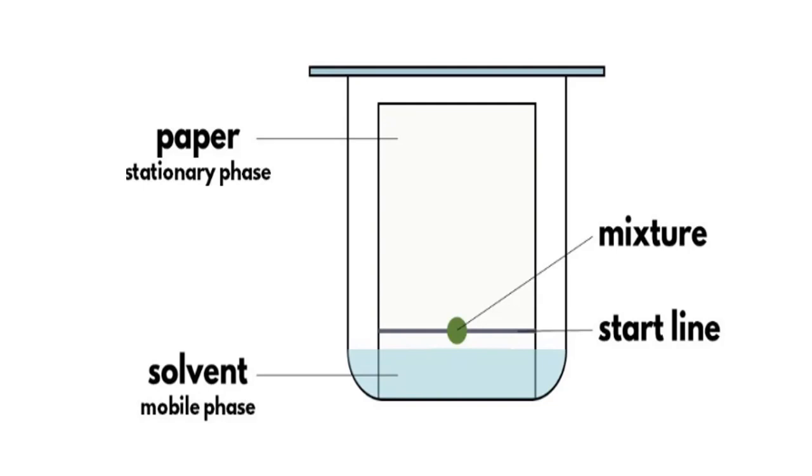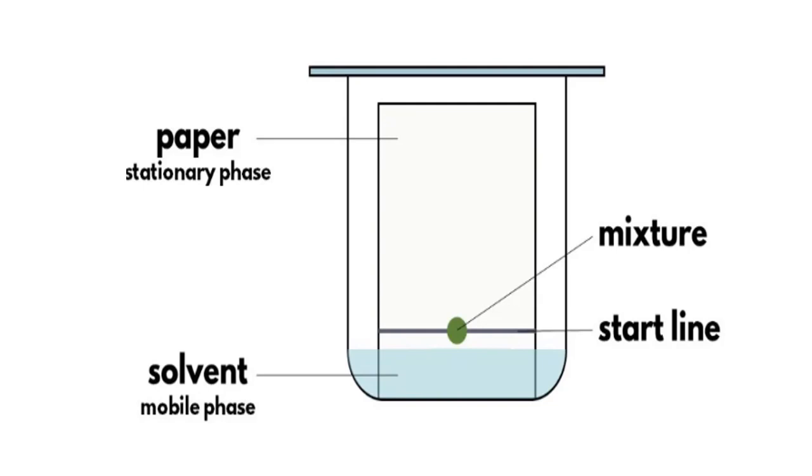That is your point of origin, your start line, and this is your sample. We actually use a mixture. Your sample is a 2% solution of amino acids, individual amino acids. And so you have it in your solvent.